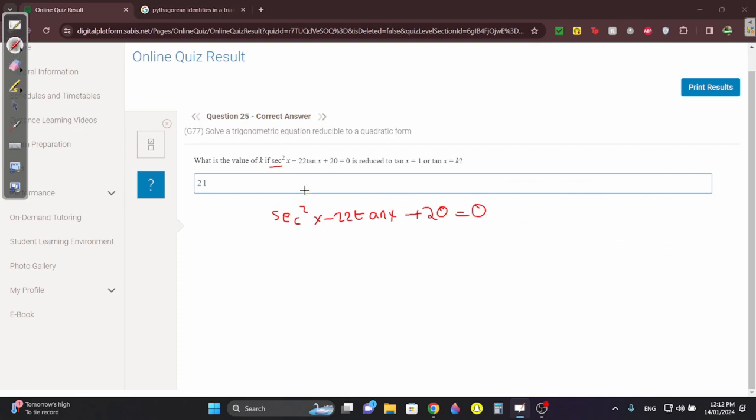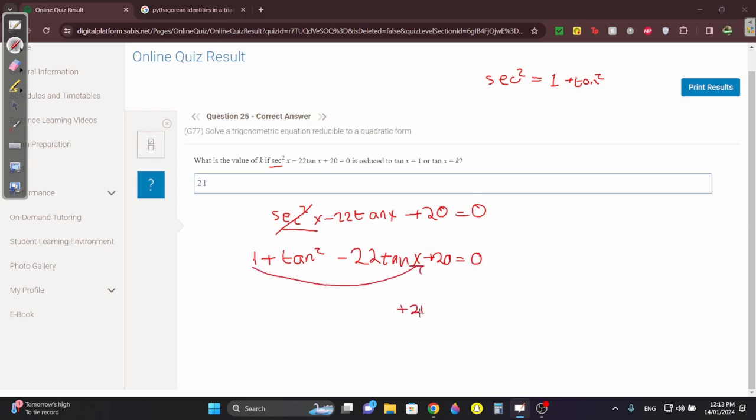Important, we know secant squared is equal to 1 plus tan squared. So instead of secant squared x, we write 1 plus tan squared. Then you substituted it with 1 plus tan squared, and we continue, minus 22 tan x plus 20 equals 0. Now what can we simplify? 1 plus 20 gets you 21. And then you'll be left with tan squared minus 22 tan x, equals 0.